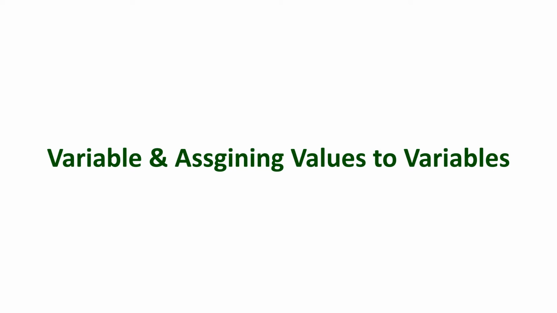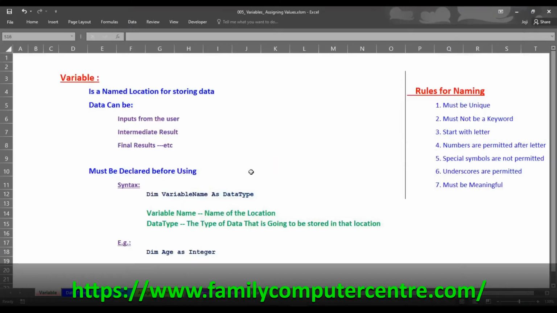In this video, we'll be discussing variables in Excel VBA and how to assign values to these variables. Variables are named locations for storing data. During the program execution, sometimes we receive inputs from the user, sometimes we calculate intermediate results, and sometimes we have some final result which we have to store somewhere before we display it or pass it to the user. For that we use variables.